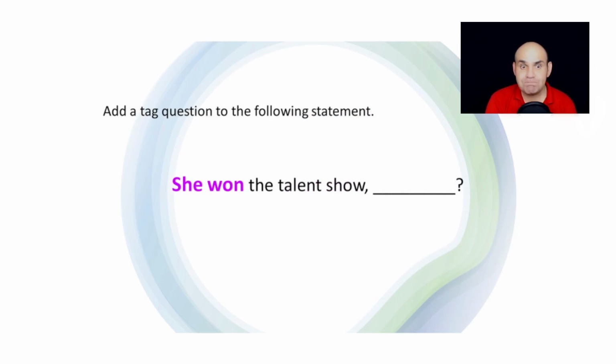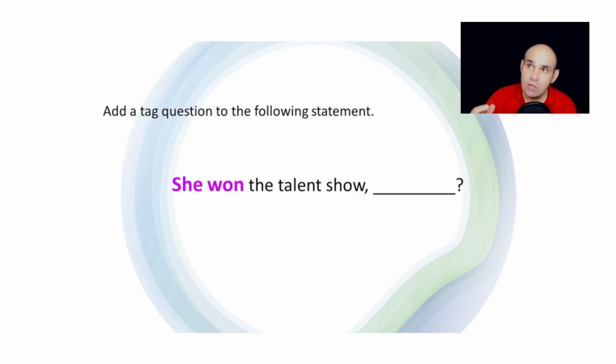Let's move on to another example, another tag question. She won the talent show. What is the verb tense here? Good. We have a statement in simple past. She won. Won, you know, is the past form of the verb win. So we have an affirmative statement in the simple past tense.